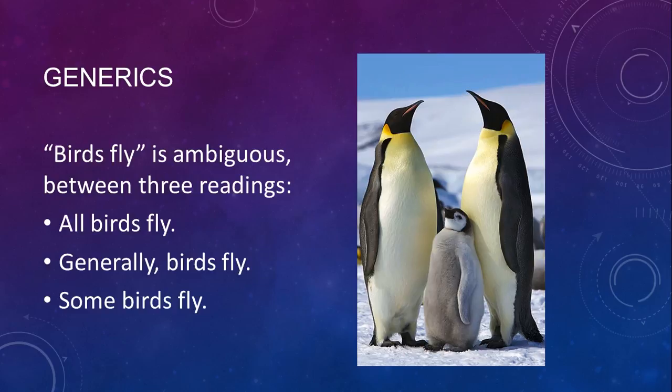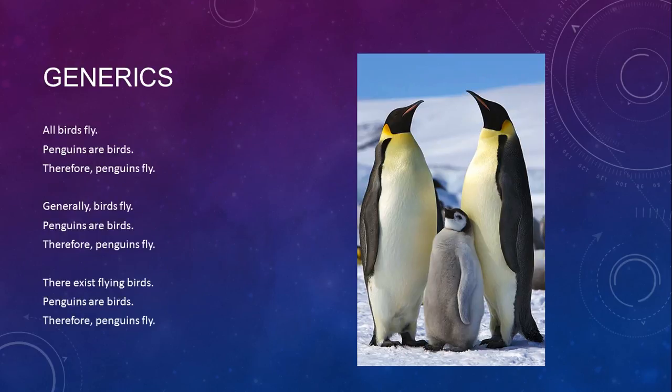Now, here are 3 arguments based on those 3 different readings, and you can see what a difference it makes to what you can do inferentially with one of these things, which one you actually mean. All birds fly, penguins are birds, therefore penguins fly. That is a deductively valid argument that happens to have one false premise. It's good old-fashioned modus ponens. It's perfectly valid. It's just that one premise is false.